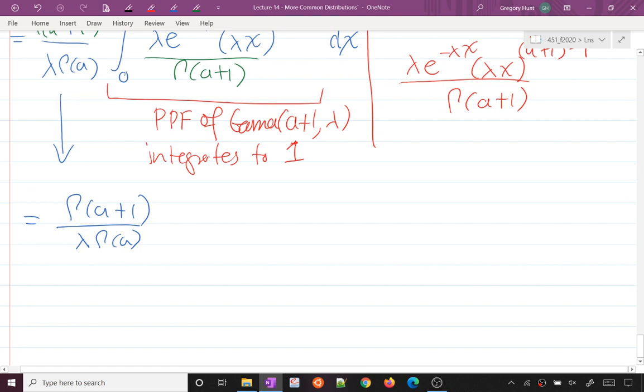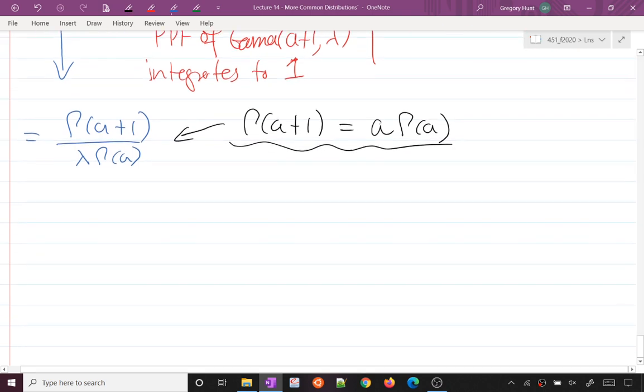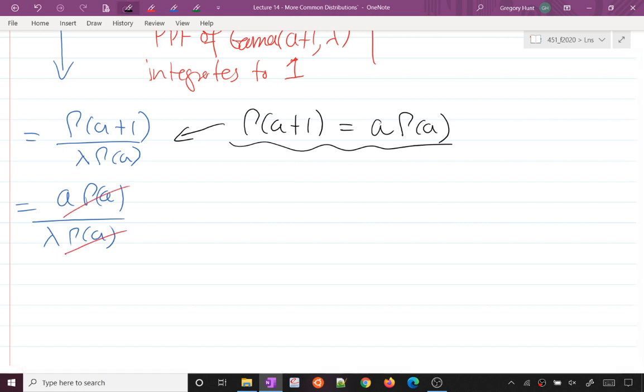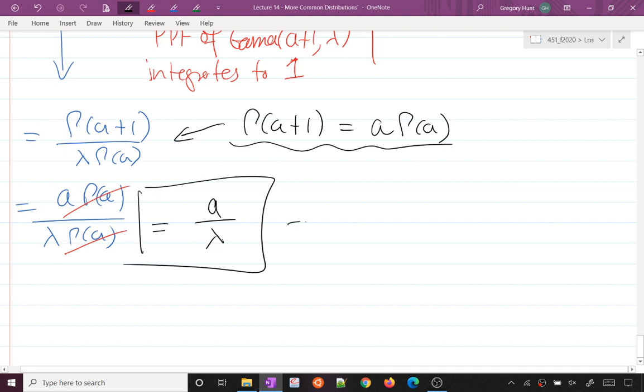So you could leave it there. I suppose that's technically true. But I can use some facts I know, which is that gamma of a plus 1 is a times gamma of a. All right, so this is a fact I know. I said this is one of our 2 important facts. And so this I could write as a gamma of a over lambda gamma of a. And obviously my gamma of a, which is just some number there, cancels. And I get a over lambda. So that is my expected value.